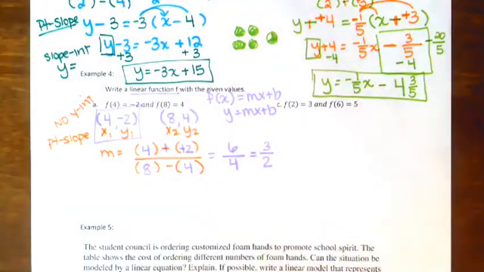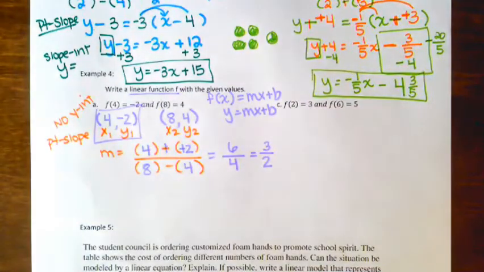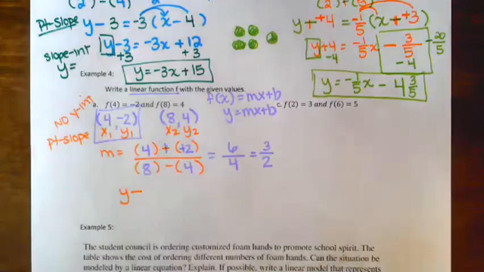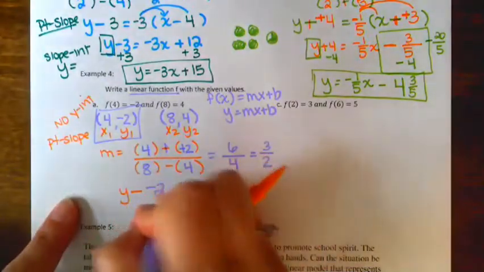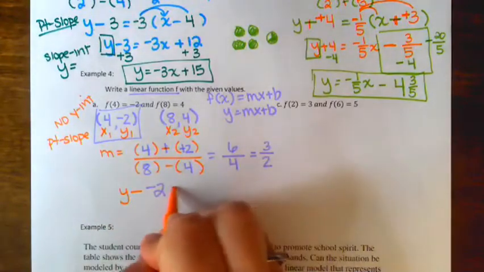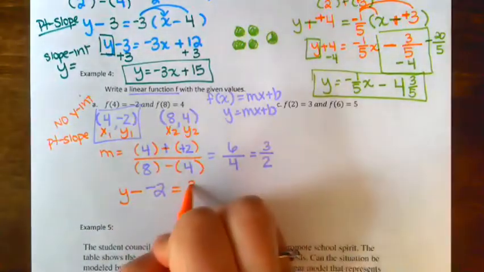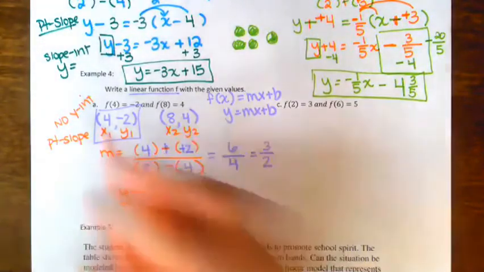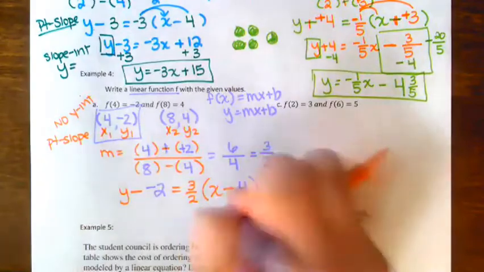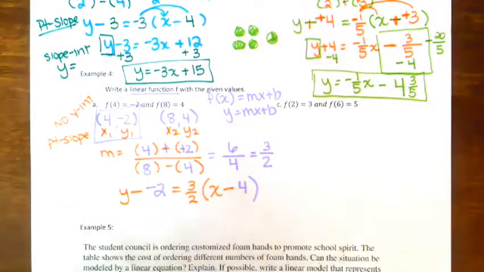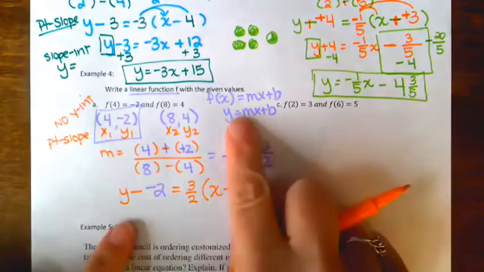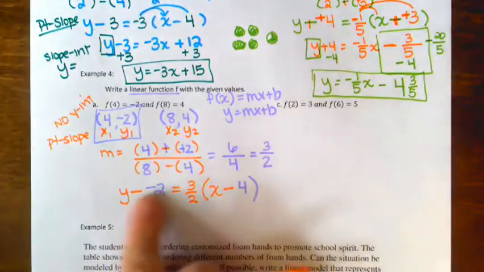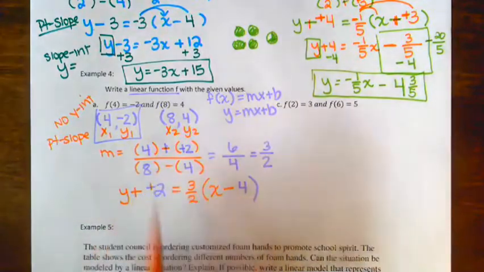So now we have our slope and we have a point. So we need to put it into point slope form. So y minus y1, which is -2, equals m, which is 3 over 2, times x minus my x1, which is 4. Okay. Now we need to put it into linear functions. We need to put it into y equals mx plus b form. The nice thing is 2 negatives make a positive.